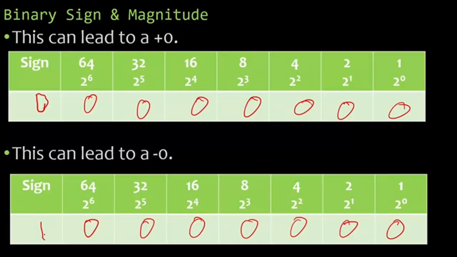There's a more efficient binary system that we'll be looking at in the next podcast. But Cambridge wants you to know how to use binary sign and magnitude. This is how you use it.